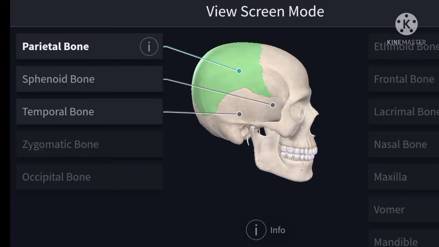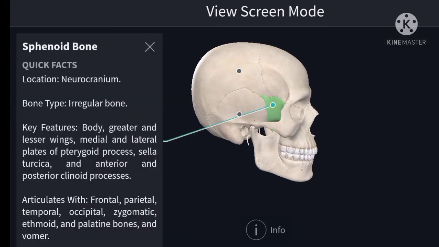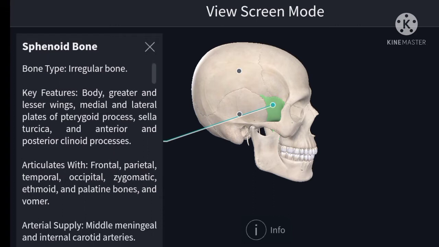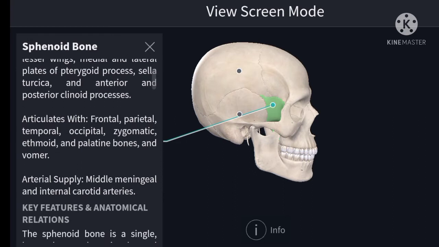Now we will talk about the sphenoid bone. As you can see here, this is the sphenoid bone and it is an irregular bone which is located in the neurocranium. It articulates with the frontal, parietal, temporal, occipital, zygomatic, ethmoid and palatine bone as well as the vomer, and it is supplied by the middle meningeal as well as the internal carotid artery.